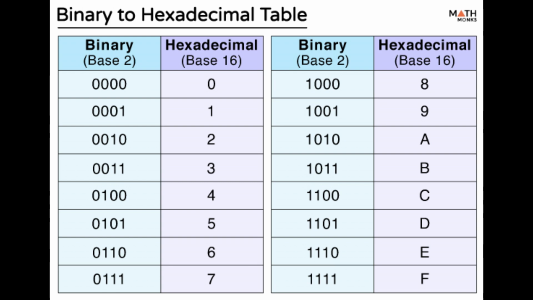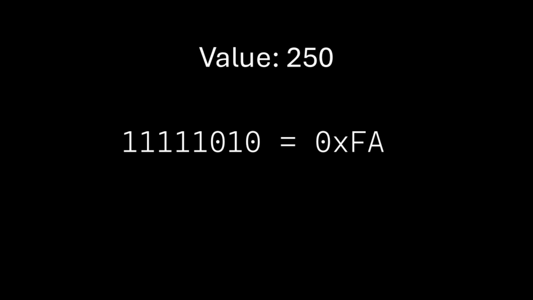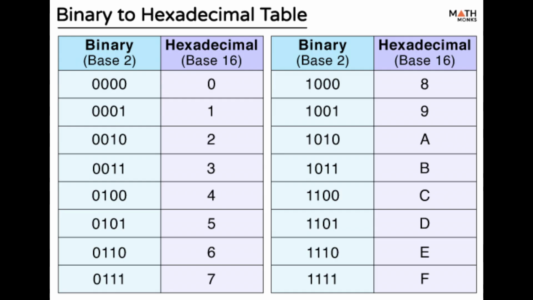And this is due to the fact that both bases are a power of 2, which means every 4 digits or every nibble is equivalent to 1 hexadecimal digit. So a byte or 8 bits can be represented by 2 hexadecimal digits. This chart is all that's necessary to convert to and from hexadecimal to binary.